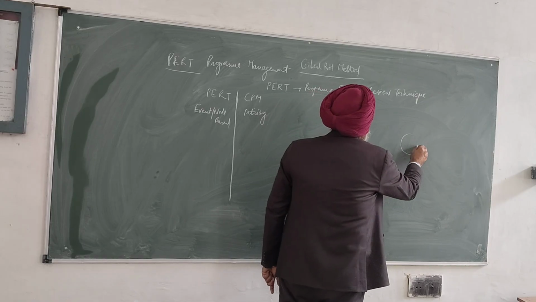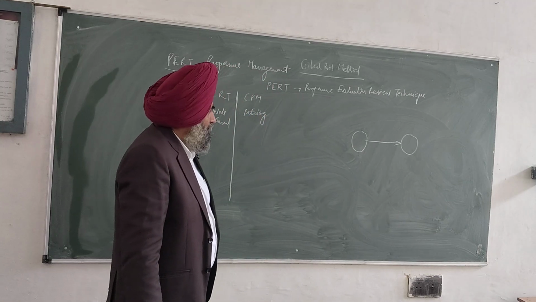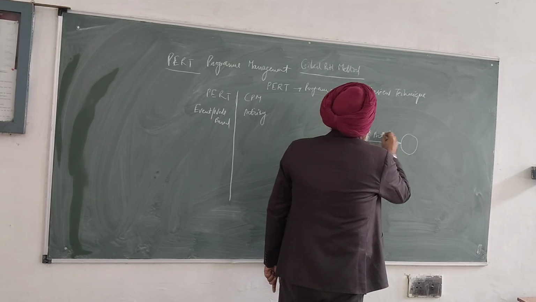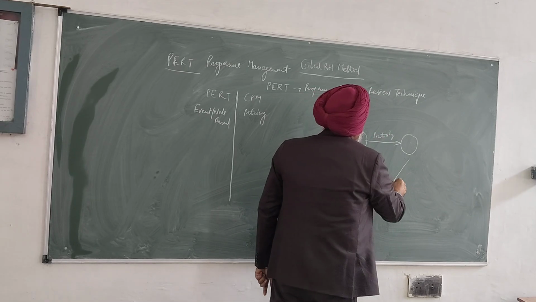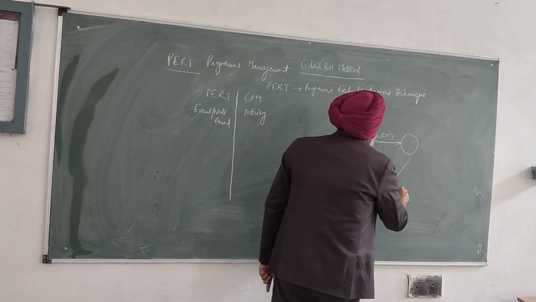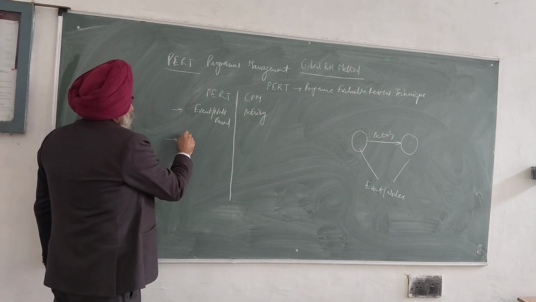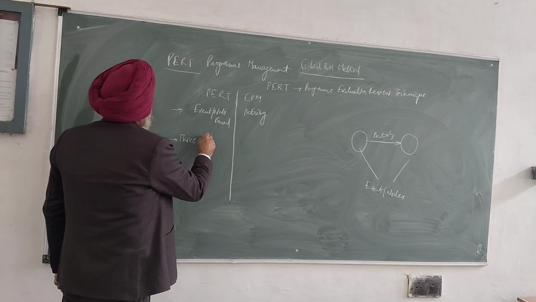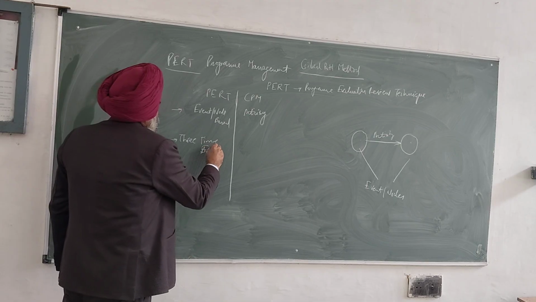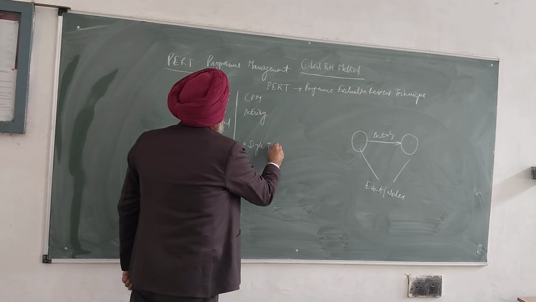There are two circles. When they are joined by one path, this is known as activity. Clear? And these two circles, these are known as event or node. Clear? Here in PERT there is a three-time estimate. This is the important part. Three-time estimate. And in CPM, this is the single-time estimate.